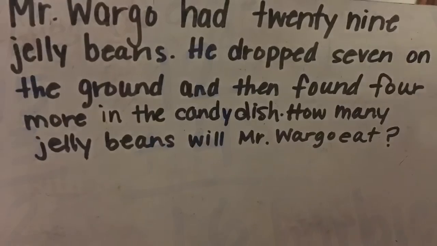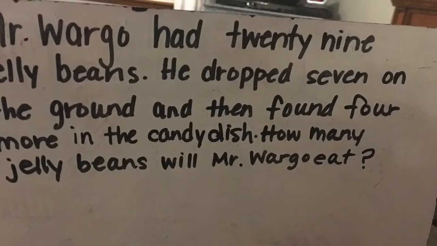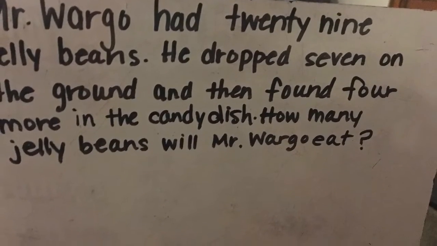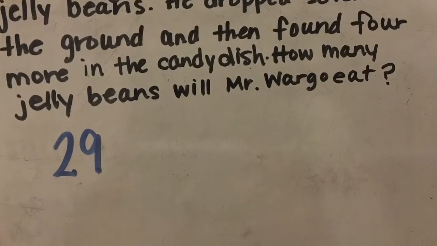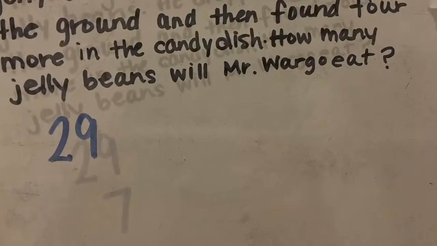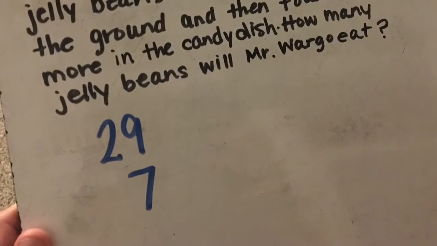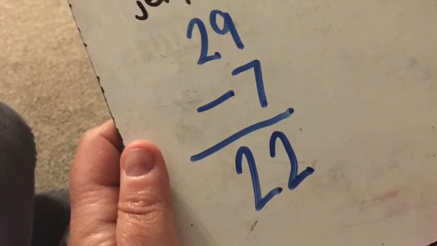The next one: Mr. Wargo had 29 jelly beans. He dropped 7 on the ground and then found more in the candy dish. How many jelly beans does Mr. Wargo have? Again, we have to look at the numbers first. The first one is 29. He dropped 7 on the floor, so we have to do 29 minus 7 is 22.